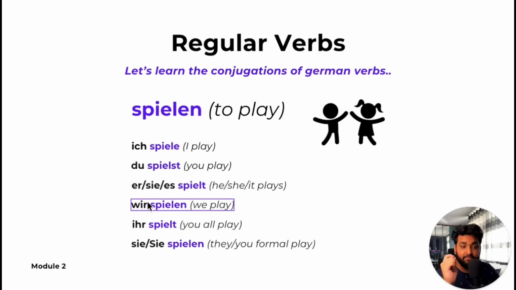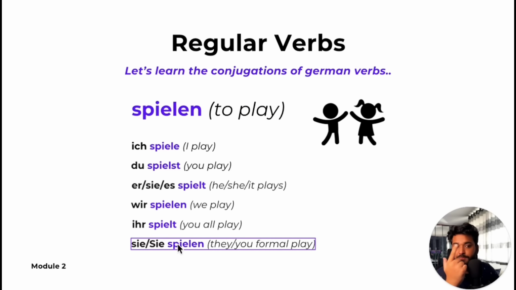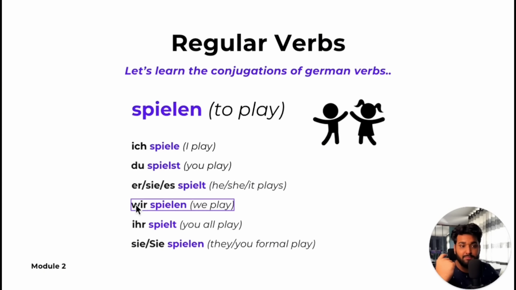Wir spielen. For we, it is the main form of spielen. Ihr spielt. Sie, also the same one, spielen. The main form of the verb, spielen. Remember, for the plural forms like wir, we, and sie, they, and Sie, the formal one of you, it is always the main form of the verb. For example, in this case, spielen, you can see it doesn't change. It remains the same as the main form of the verb.